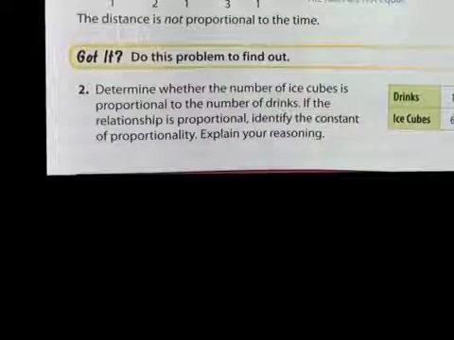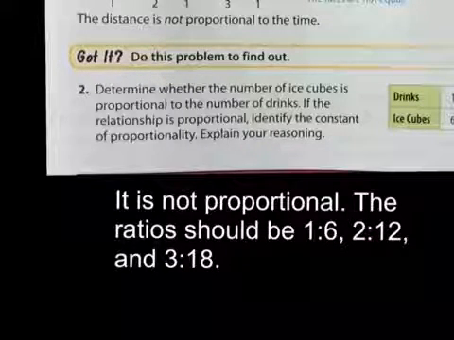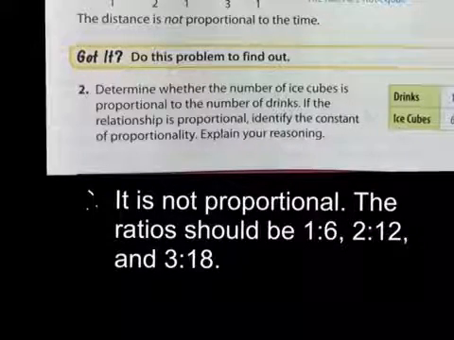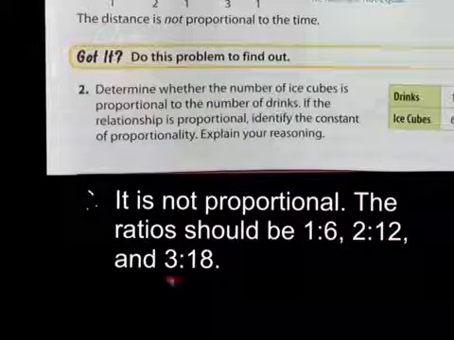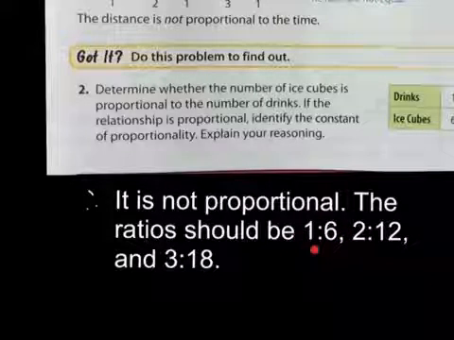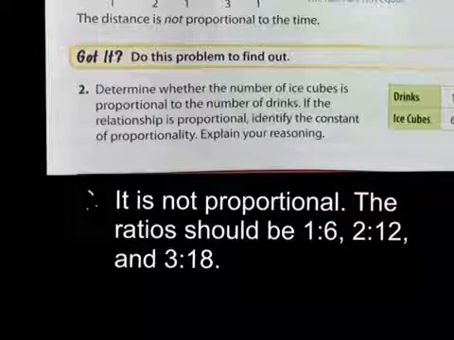So what do they want us to do? Identify the constant of proportionality. Explain your reasoning. And here's your answer. Therefore, it is not proportional. The ratios should be 1 to 6, 2 to 12, and 3 to 18 because this is your base. This is your unit rate right here. 1 is 6. So if this triples, this must triple.